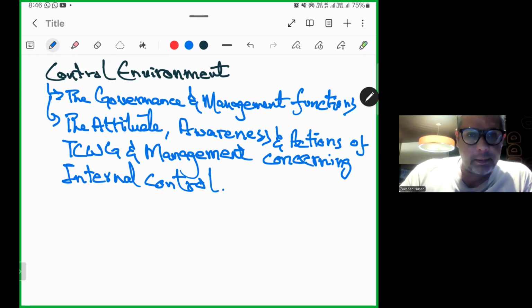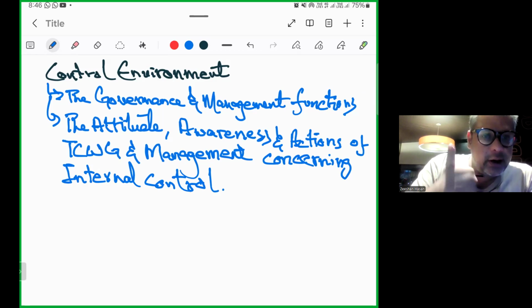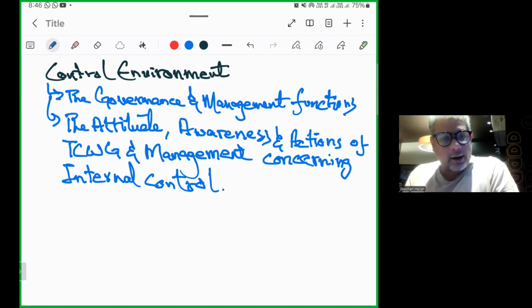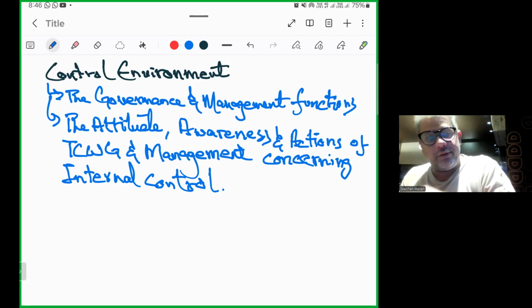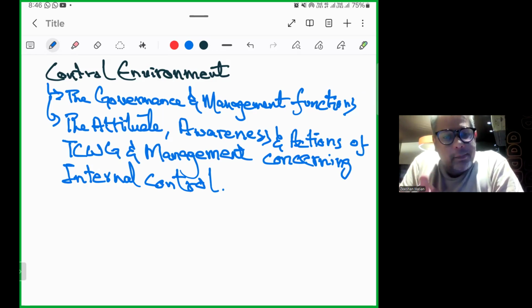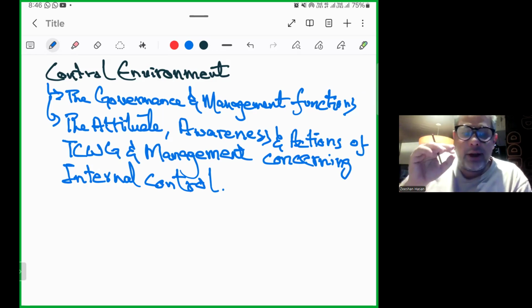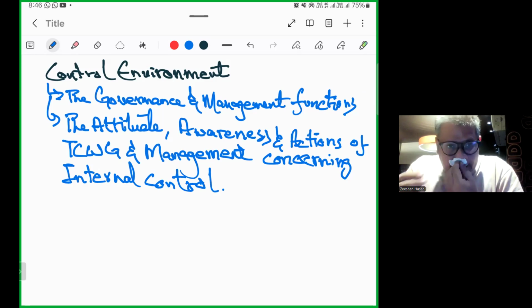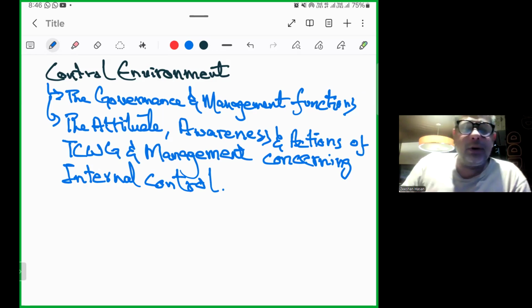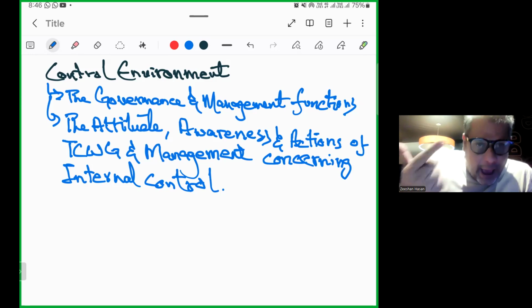The control environment provides the foundation for the operation of the other components of the system of internal control because it sets the tone of an organization, influencing the control consciousness of its management and employees. It strongly relates to how management and governance have created a culture of honesty and ethical behavior, supported by appropriate controls to prevent and detect fraud and error.